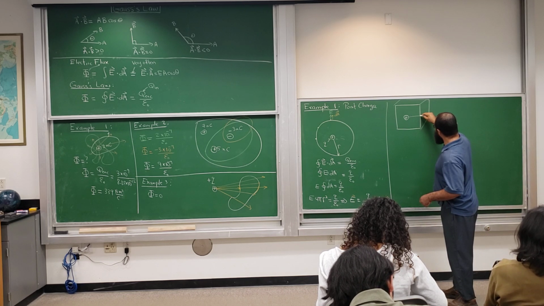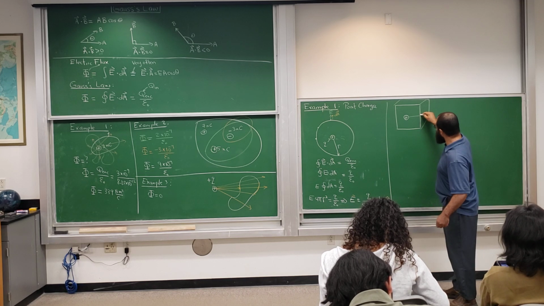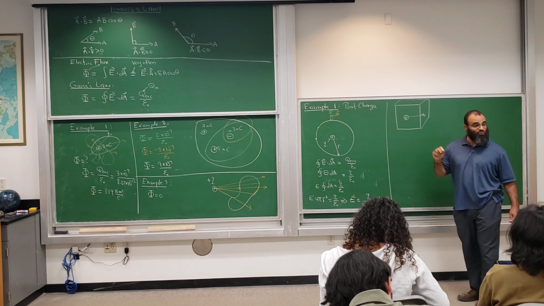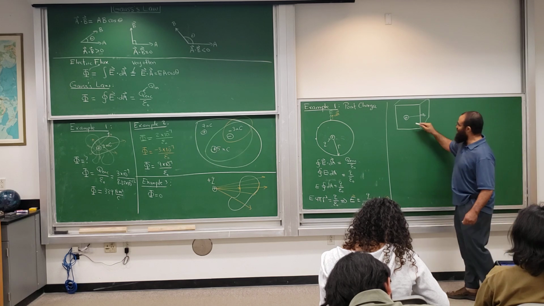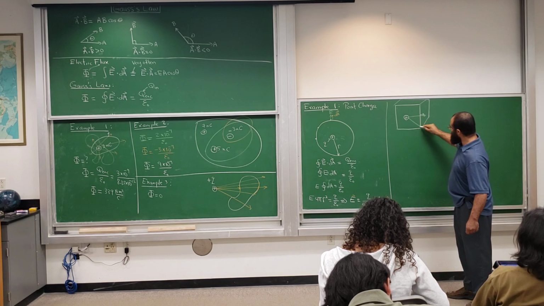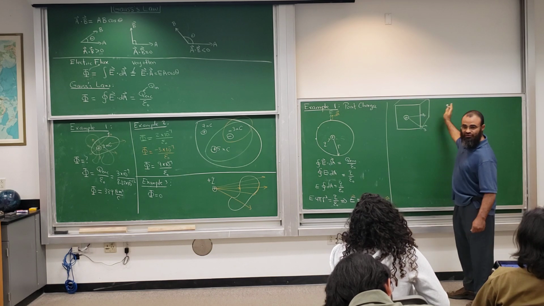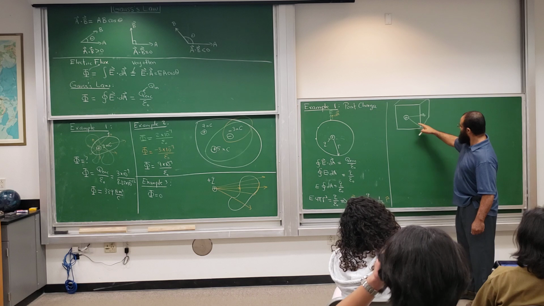If you're here, the electric field points this way, right? In the middle. And the area points this way, so that's nice at that one point. But here are problems. Problems start to arise here. If you're here, the electric field points this way, but the area points this way, right? Of the surface.